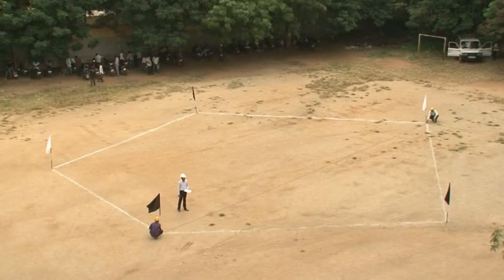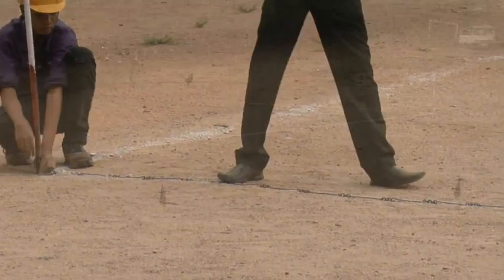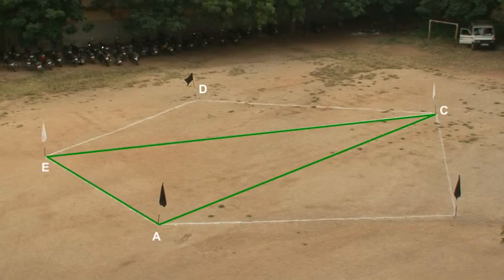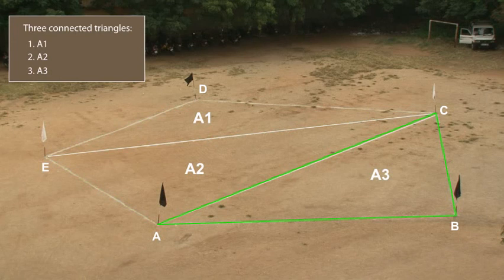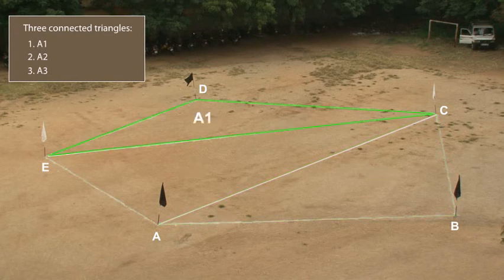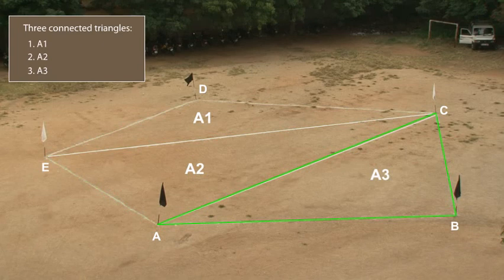Using the chain, if you join the points A and C, you will get two more connected triangles, CAE and CAB. Look, this framework now gives three connected triangles. One is A1 connecting EDC, the second is A2 connecting CAE, and the third is A3 connecting CAB.